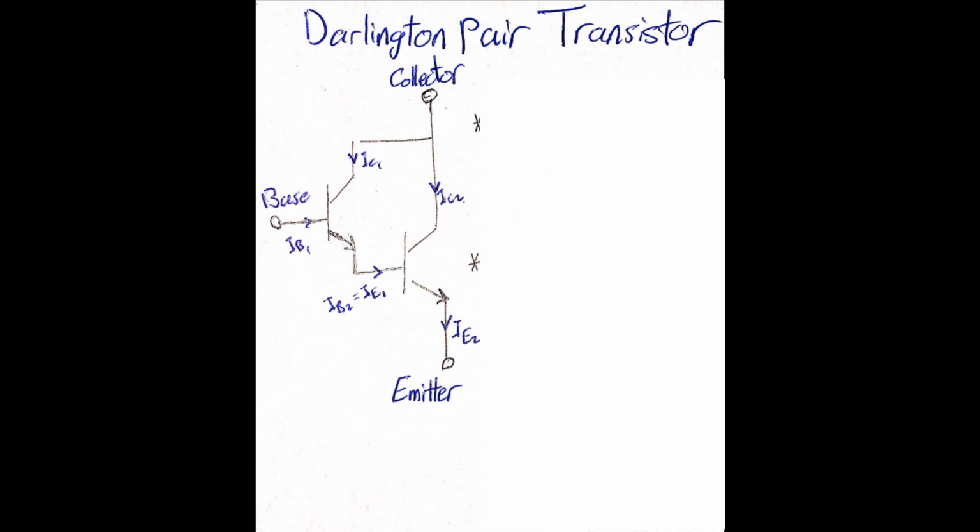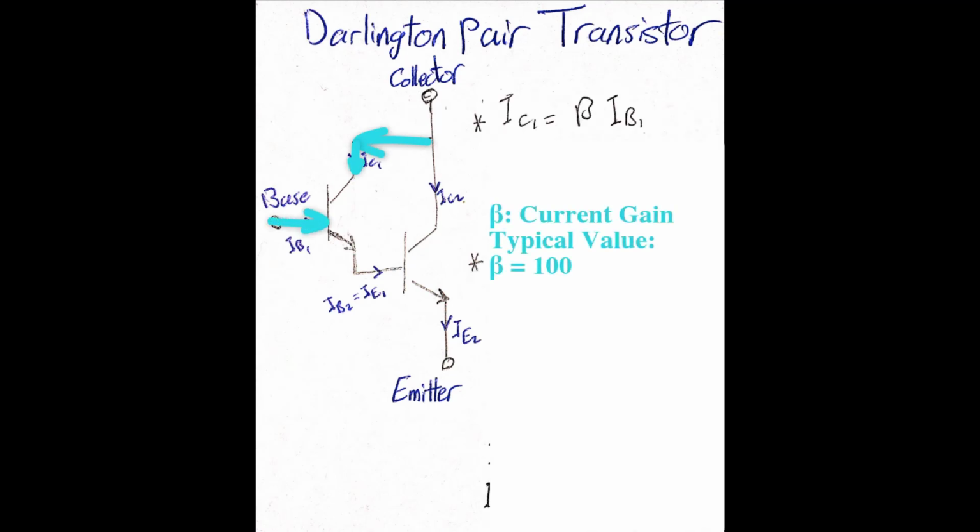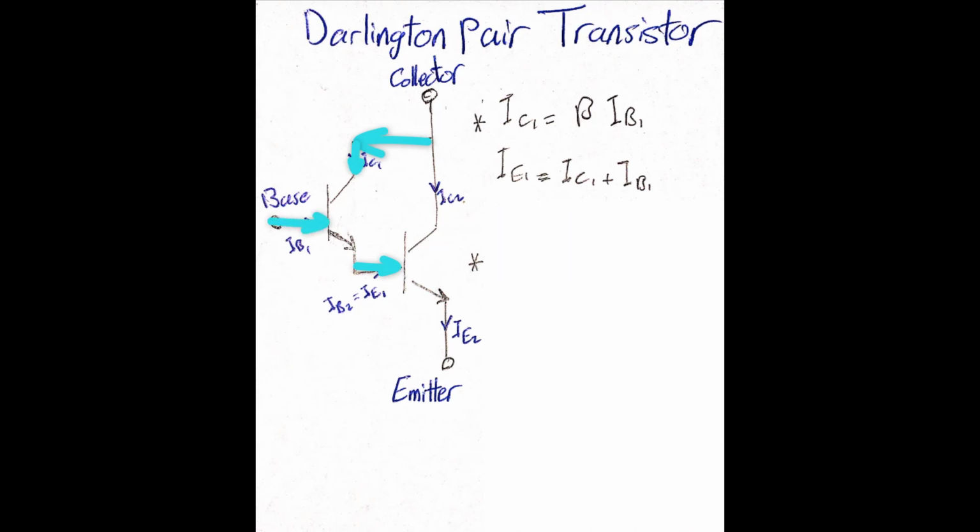First of all, we need to remember that the collector current is equal to beta times the base current, and the emitter current is the summation of the collector current and the base current. So overall, we see that the emitter current is nothing but the base current amplified.